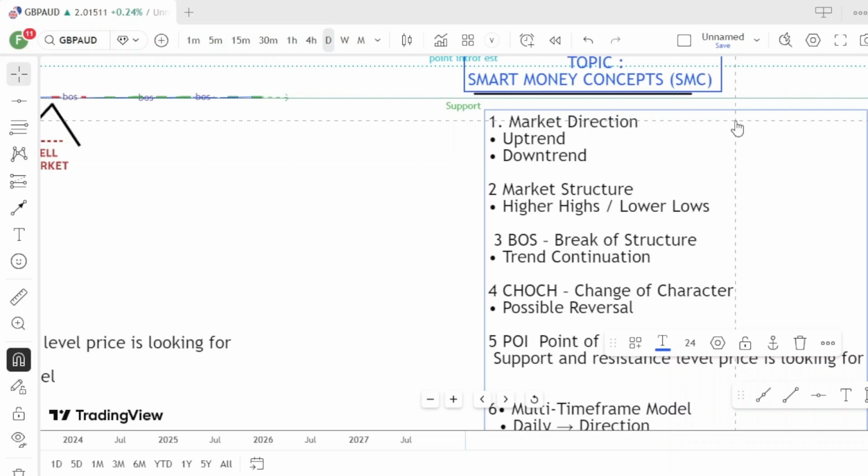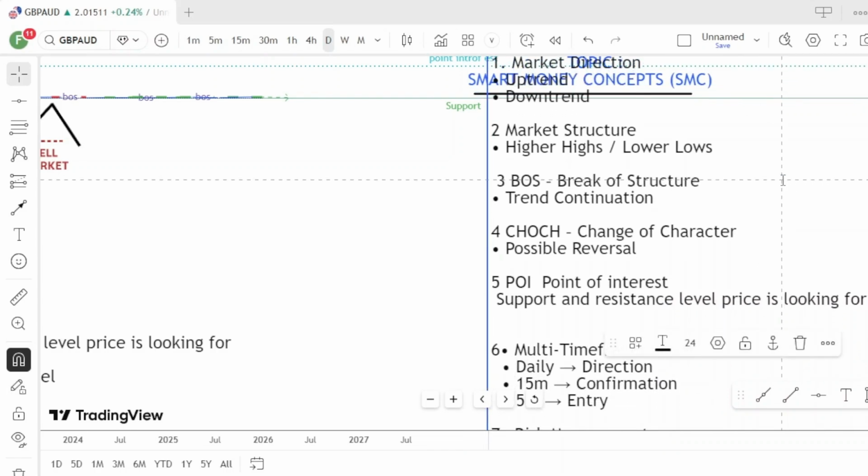That is very important. Understanding this helps you understand what the break of structure is. If the market is breaking to the upside or to the downside, it's very important. So once you understand that, even if the market is changing direction, which is called a change of character, you'll be able to understand this, seeing that on the chart. Then the point of interest.